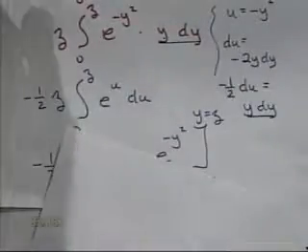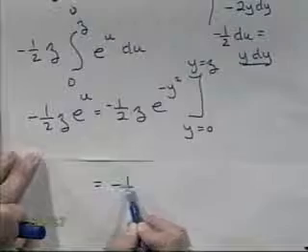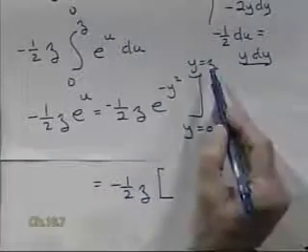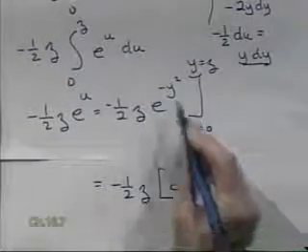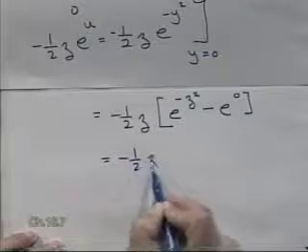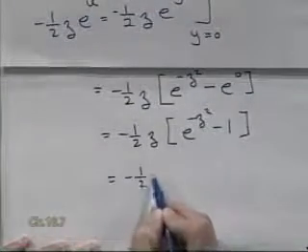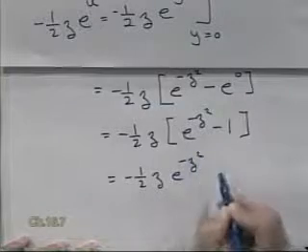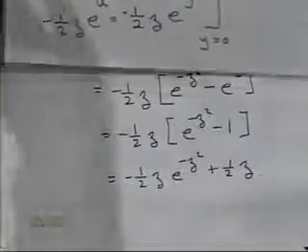A lot of times when people are plugging in 0, they say, oh, it's just 0, because that happens a lot, but it doesn't in this case, because this is equal to minus 1/2 z times, now we're putting z in for y, so we'll have e to the minus z squared, minus, putting in a 0, e to the 0. But you guys tell me, what is e to the 0? 1. Very good. So I have minus 1/2 z times e to the minus z squared minus 1, which might be helpful if I multiply this out. So I have minus 1/2 z e to the minus z squared plus 1/2 z, if I just multiply it out. Okay.